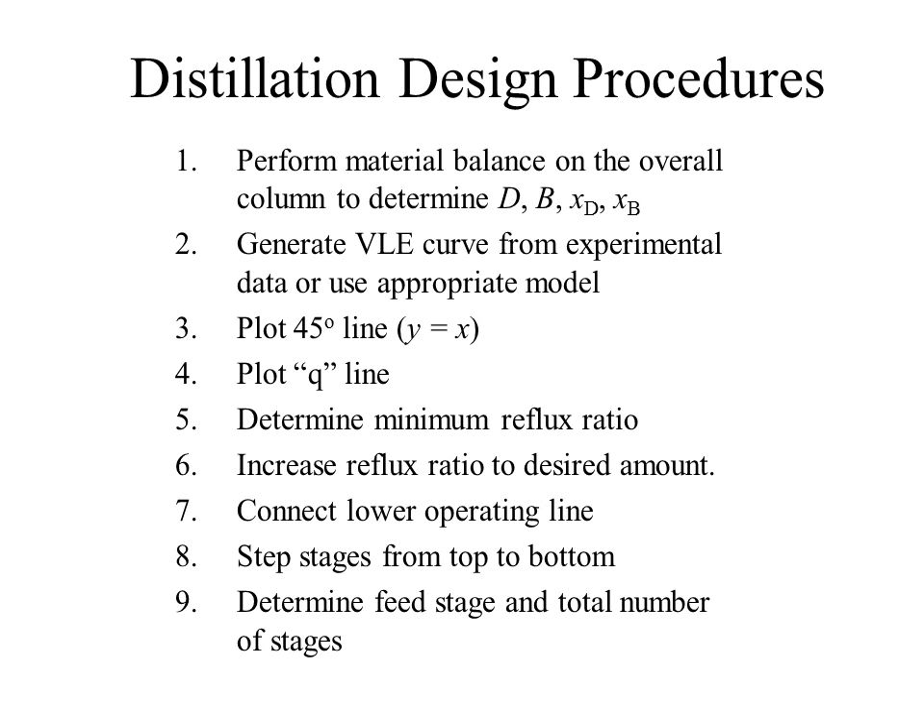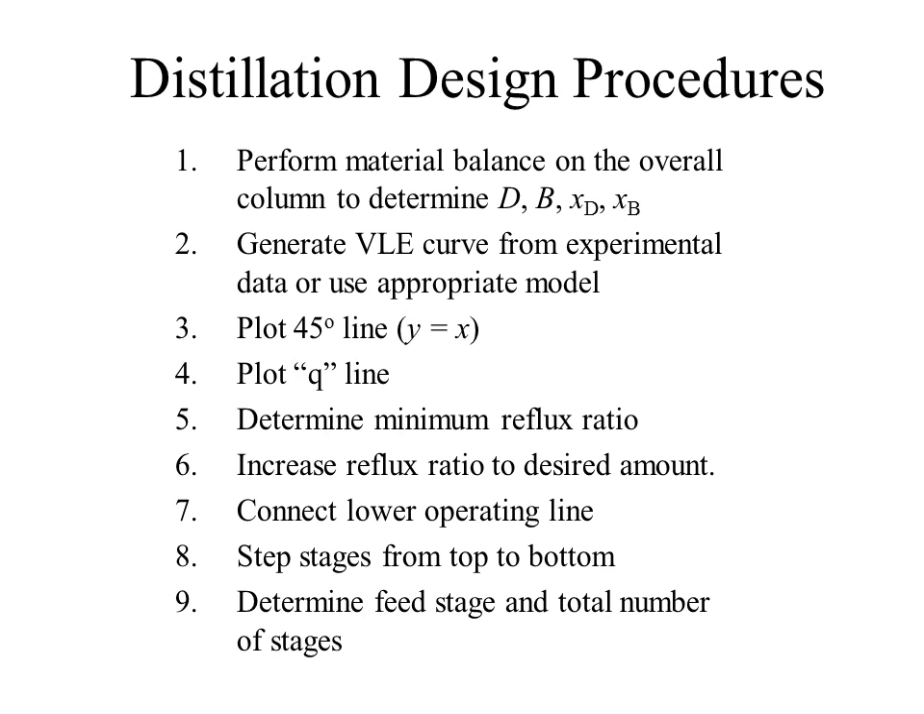The overall design procedure would be to first perform a material balance on the column so that you can determine the values of the distillate flow, bottoms flow, the composition of the distillate, and composition of the bottom. Then you would need a vapor-liquid equilibrium curve, either from experimental data or an appropriate model. We would plot a 45-degree line, y equals x, on our process. We would plot our Q line, and then determine the minimum reflux ratio as described in the previous slide. And then we would increase that reflux ratio to a desired amount.